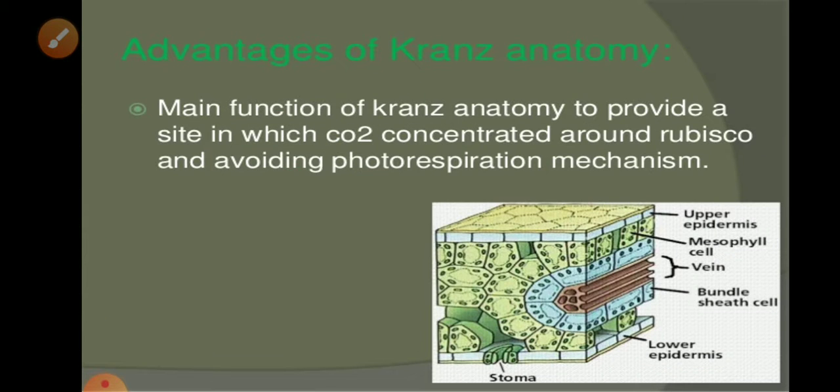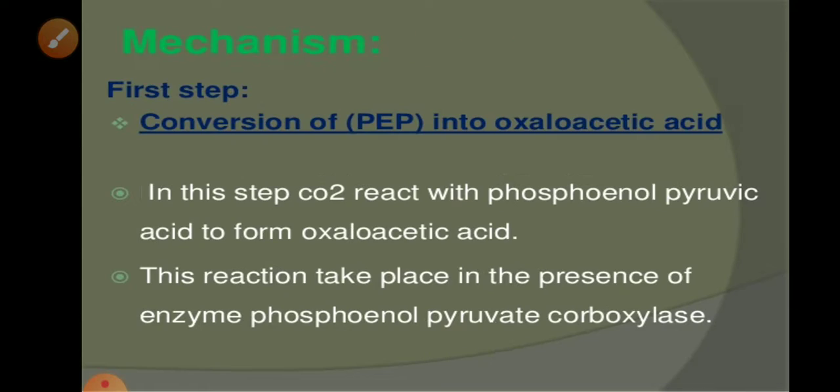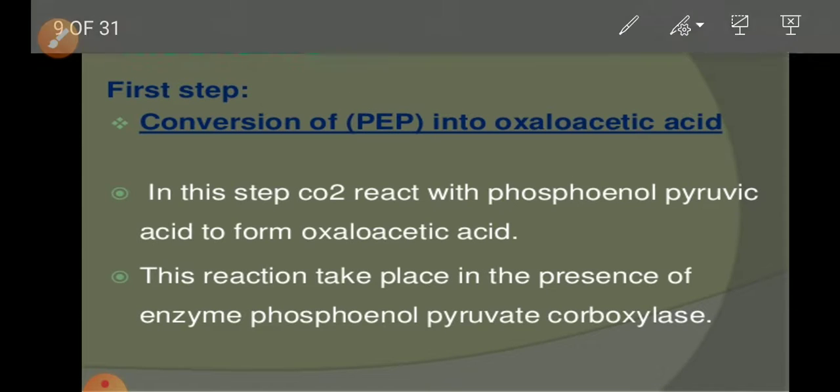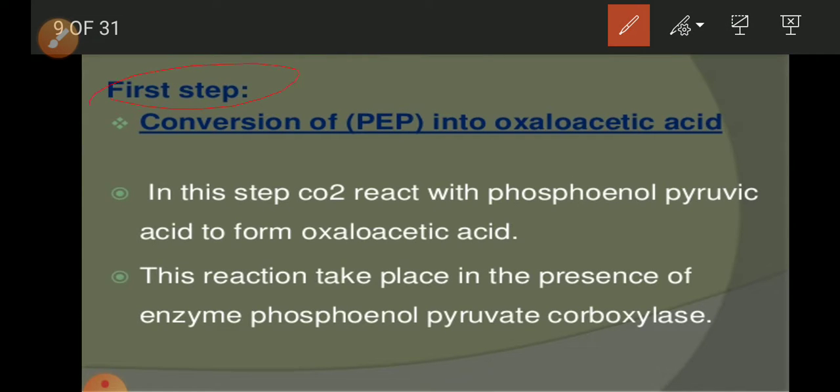So, what is the advantage of Kranz anatomy? Its main function is to provide a site in which the carbon dioxide concentration around the Rubisco is higher, to avoid the photorespiration mechanism. How all this happens, we will see in its mechanism. The first step is the conversion of PEP into oxaloacetic acid. In this step, carbon dioxide reacts with phosphoenol pyruvic acid to form oxaloacetic acid.